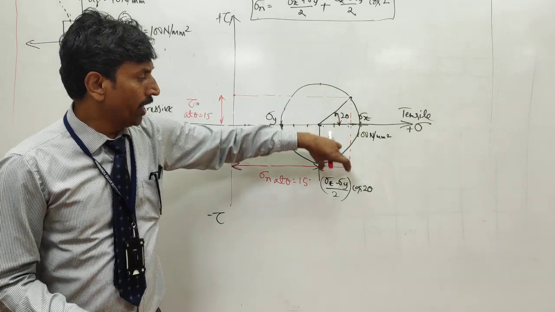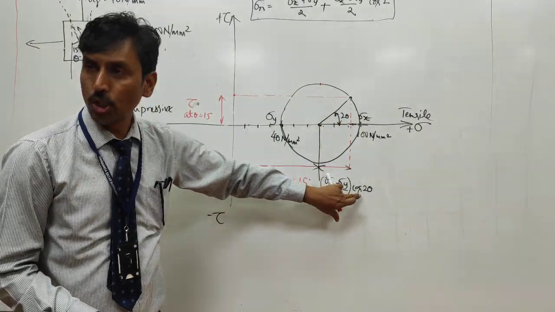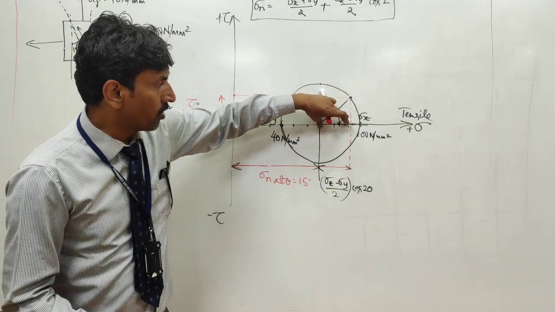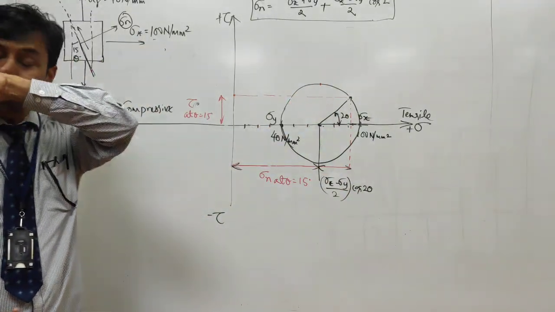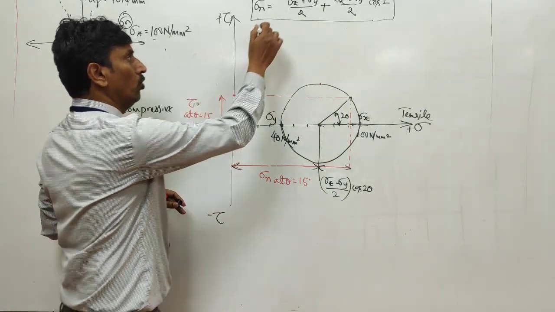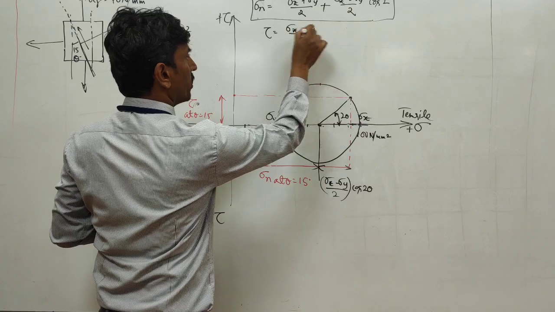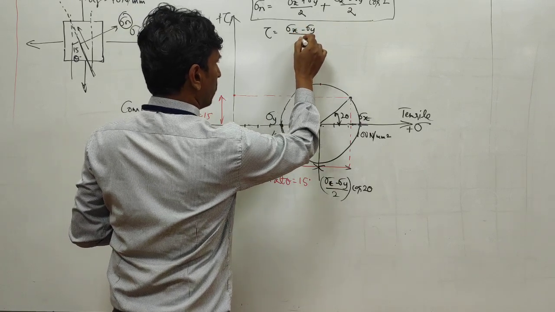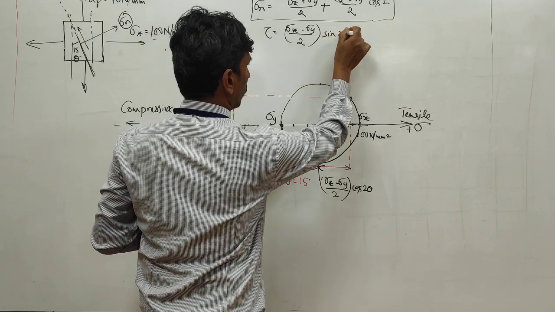Horizontal component of radius was sigma x minus sigma y by 2 into cos 2 theta, which was this distance. What is this component? Sin 2 theta. So this tau is nothing but sigma x minus sigma y divided by 2 into sin 2 theta.